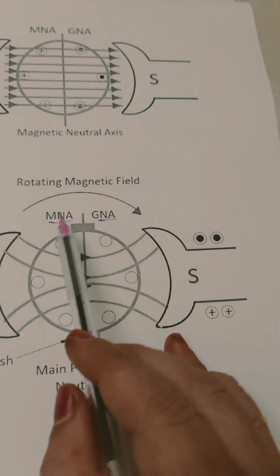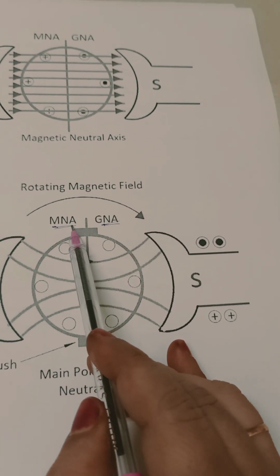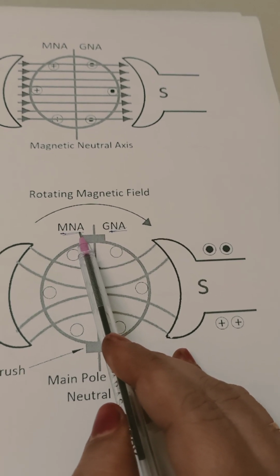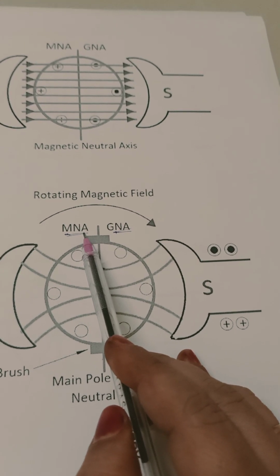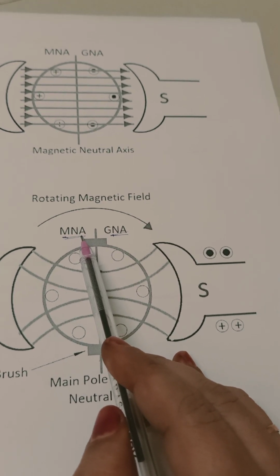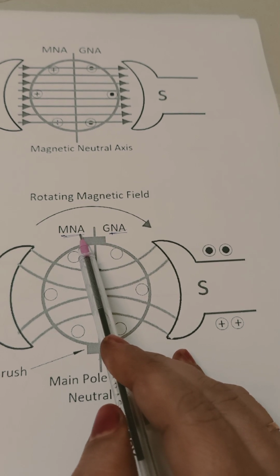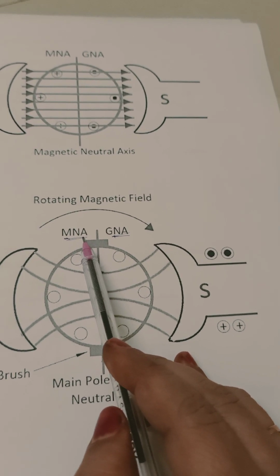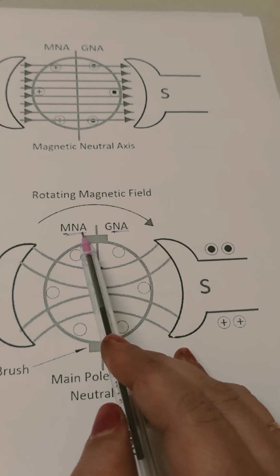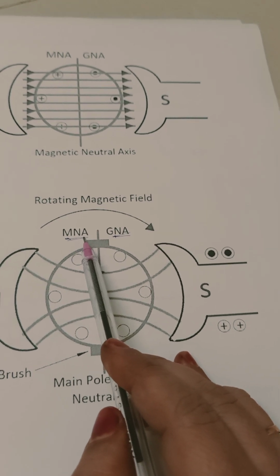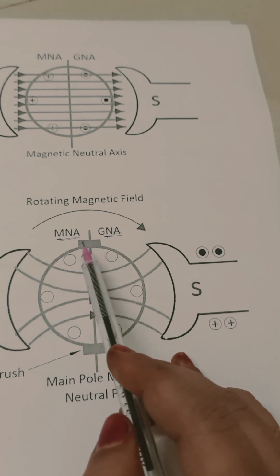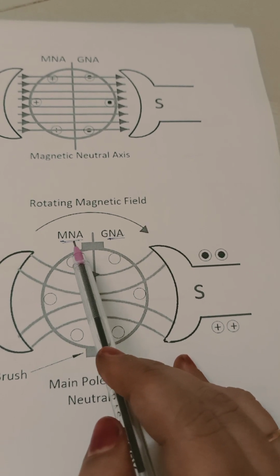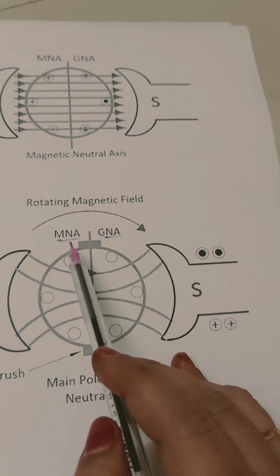Let us know what is this magnetic neutral axis. Magnetic neutral axis is the axis through which no EMF is induced in the armature conductor. No EMF will be induced in the armature conductor. Such type of axis is known as magnetic neutral axis. The brushes and the commutator are placed in the magnetic neutral axis.